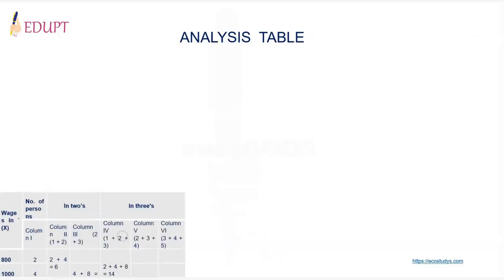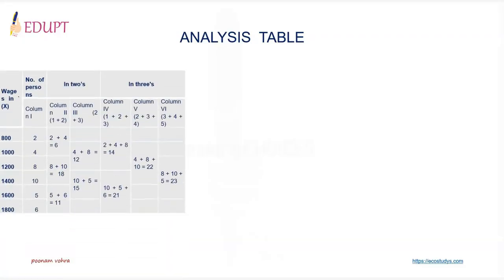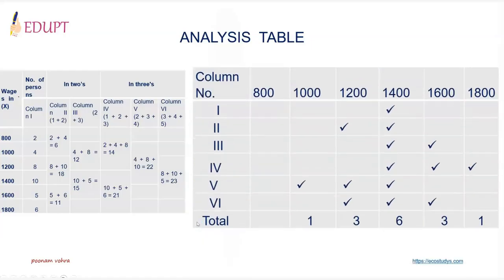Now let's understand how the analysis table is prepared. For that, we need to take into account the grouping table which we have already prepared, and on the basis of that, the analysis table is prepared. Have a look at the analysis table. We have column numbers and then we have all the values of variables. We need to put a tick mark against the highest frequency in each column. We need to observe the highest frequency in each column and the value of variable to which it corresponds.